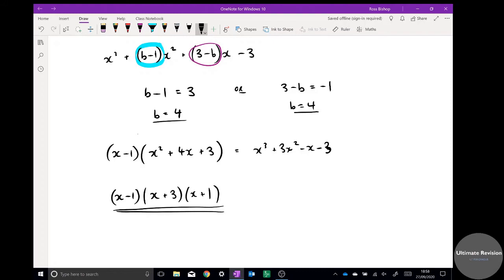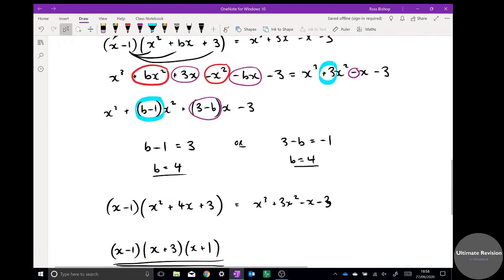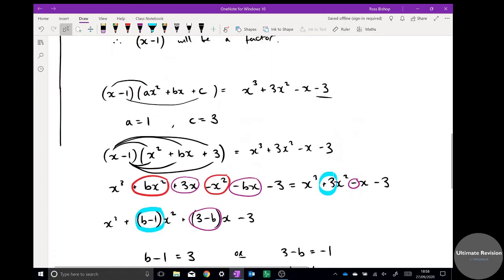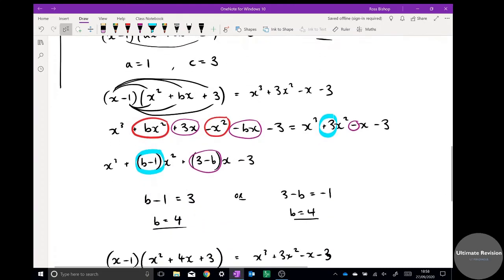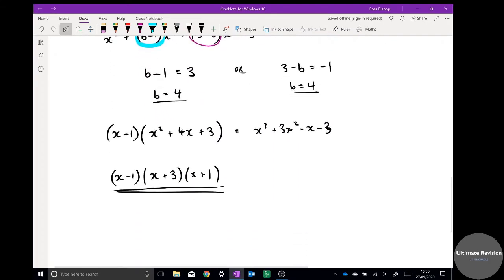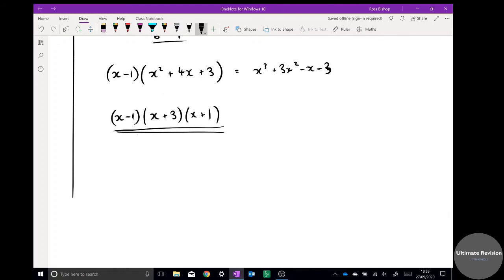So that's quite a nice way of doing it. So obviously a little bit harder than factorizing just a quadratic. But once you've got the first one and you've worked out what the quadratic is by comparing the coefficients, you can get it quite easily. Right, we're going to do another example now.